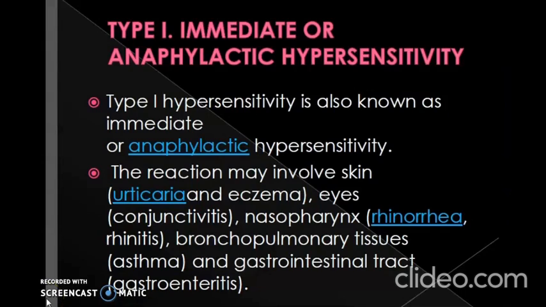Now let's see in detail about type 1 hypersensitivity, which is also known as immediate or anaphylactic hypersensitivity. The reaction may involve skin, eyes, nasopharynx, bronchopulmonary tissues and gastrointestinal tract. In skin, it causes urticaria and eczema, eyes conjunctivitis, nasopharynx rhinorrhea or rhinitis, running nose usually. Bronchopulmonary tissues cause asthma, and in gastrointestinal tract cause gastroenteritis.